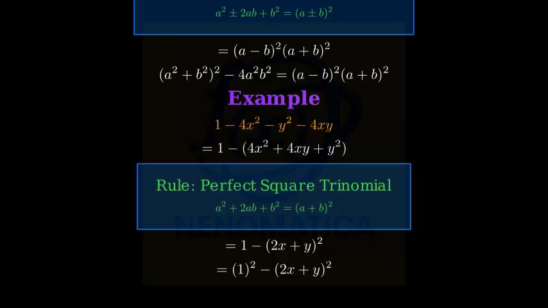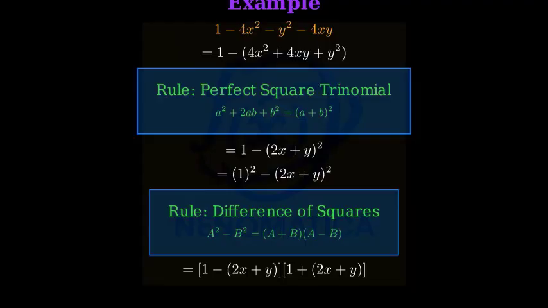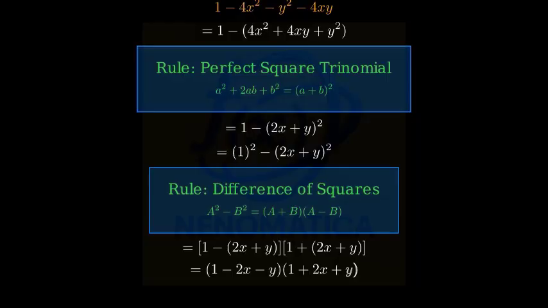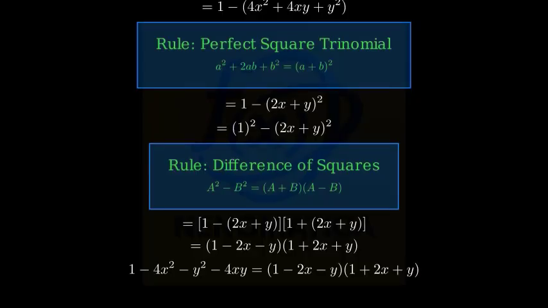Next, we can rewrite the expression as 1 squared minus (2x plus y) squared, which gives us a difference of squares pattern. Now, we can apply the difference of squares formula. A squared minus B squared equals (A plus B) times (A minus B). In our case, A is 1 and B is 2x plus y. Finally, let's simplify each factor. The first factor becomes 1 minus 2x minus y, and the second factor becomes 1 plus 2x plus y. So, our final answer for the second example is (1 minus 2x minus y) times (1 plus 2x plus y). Again, we've simplified a complex expression into a product of two binomials.